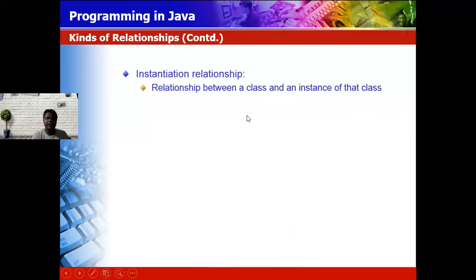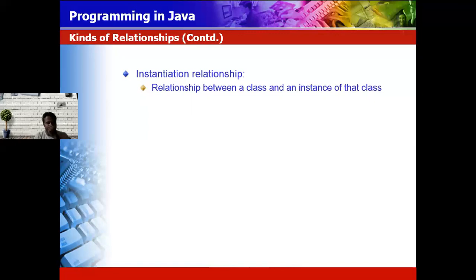Next, instantiation relationship. A relationship between a class and an instance of that class is called the instantiation relationship. Suppose it is a Java class and 5 students are present there. Those 5 students are instances of that Java class. We are the instances of our country, India. We are a part of our country. That kind of relationship is called an instantiation relationship.